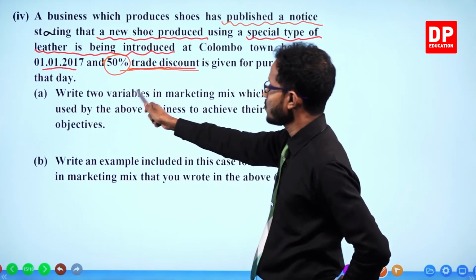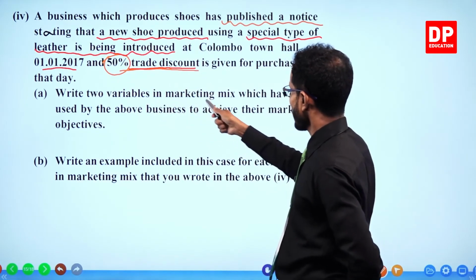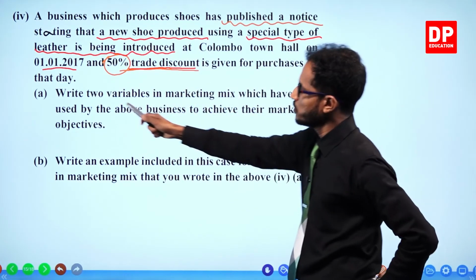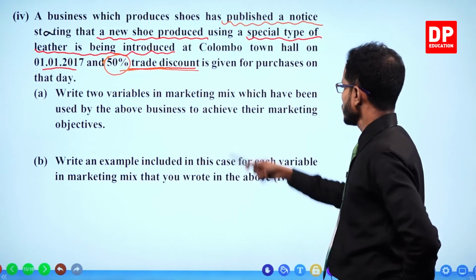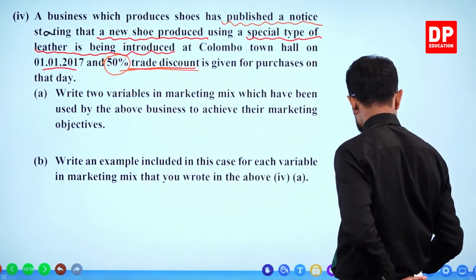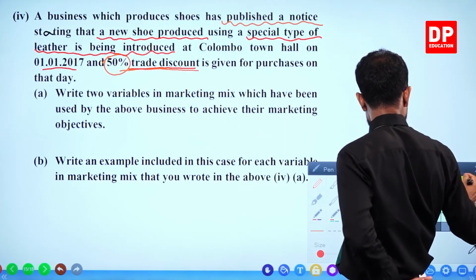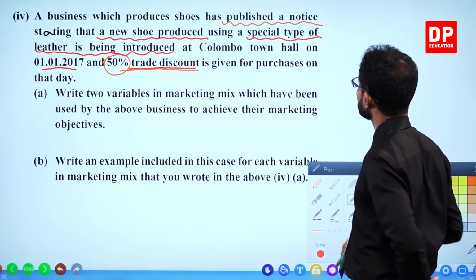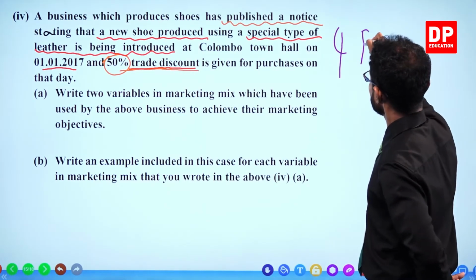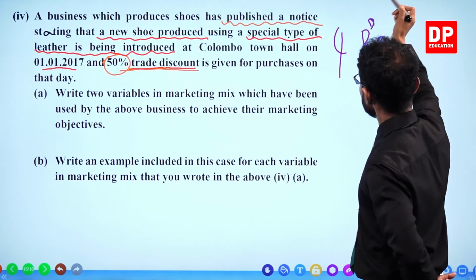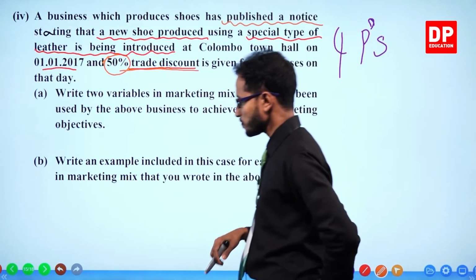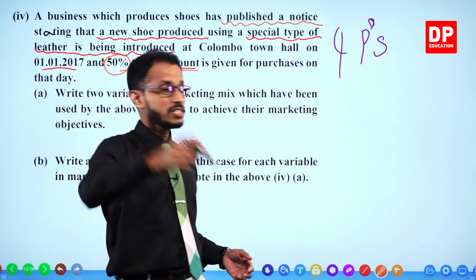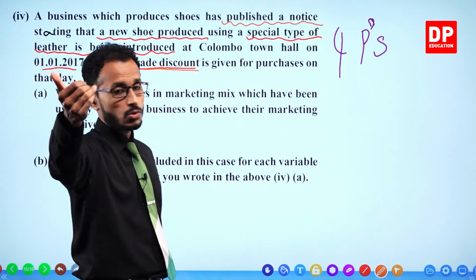Write 2 variables in the marketing mix which have been used by the above business to achieve their marketing objectives. Tell me the marketing mix. Who's going to tell me the 4 P's? Tell me. Don't waste time.